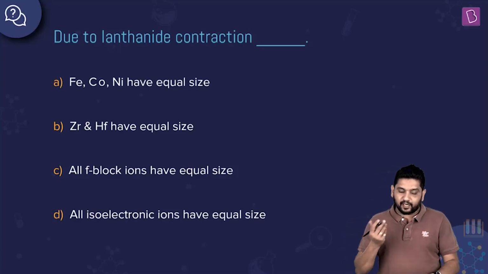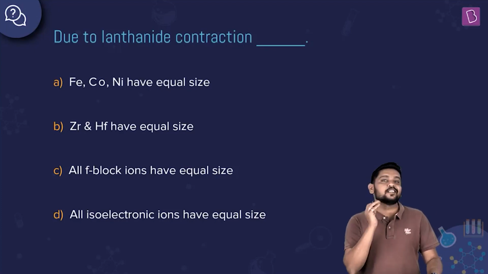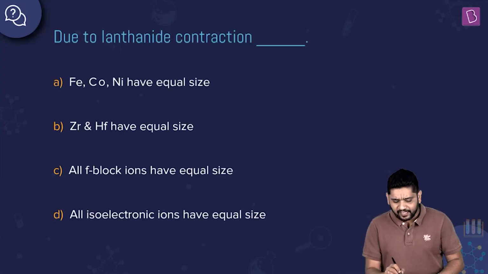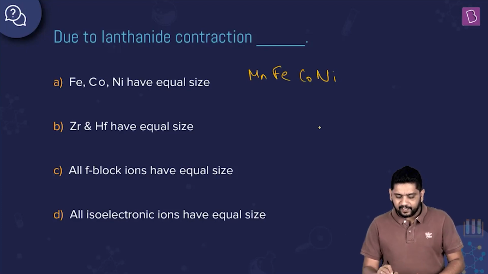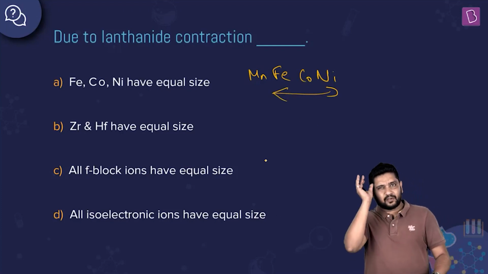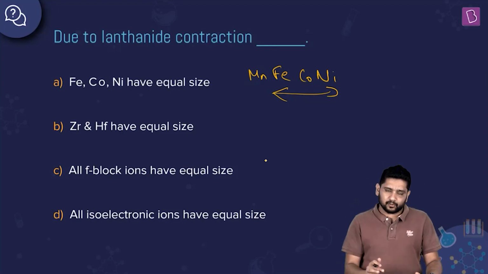No, right? So in fact, iron, cobalt, nickel are in your 3D series. By then lanthanides are not even there, right? So obviously lanthanide contraction is not something that is affecting this. What is happening, in fact, when we go beyond manganese, right? So manganese, iron, cobalt, nickel, right? Till here, what we see is that these have almost the same size. From manganese to iron also, there is a slight reduction.